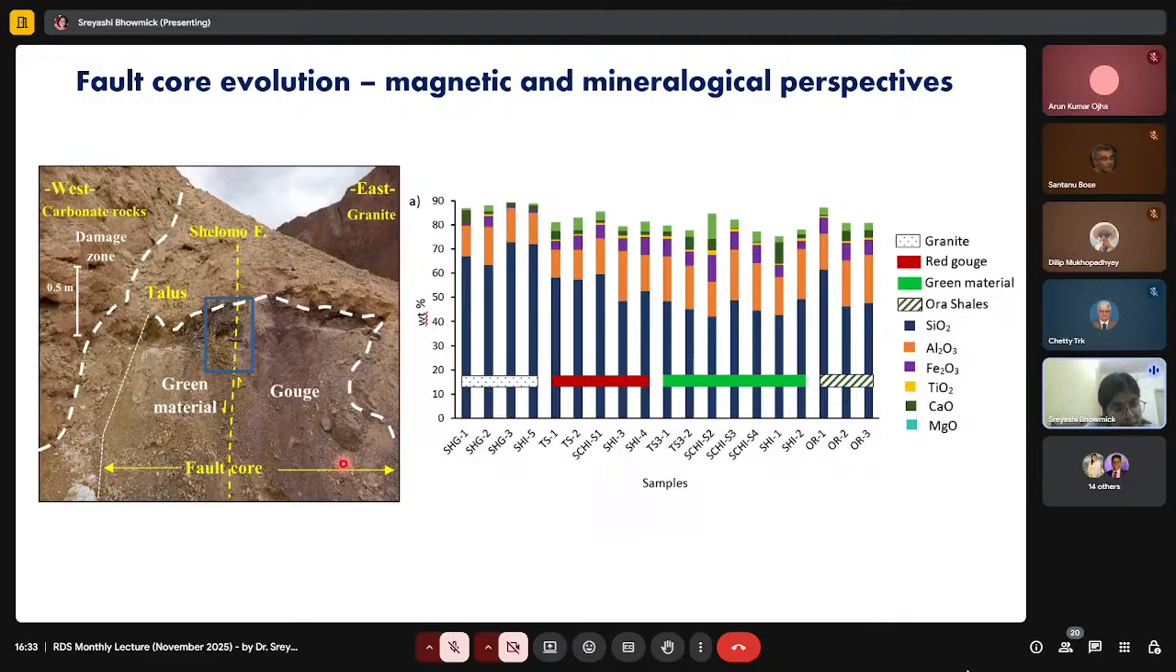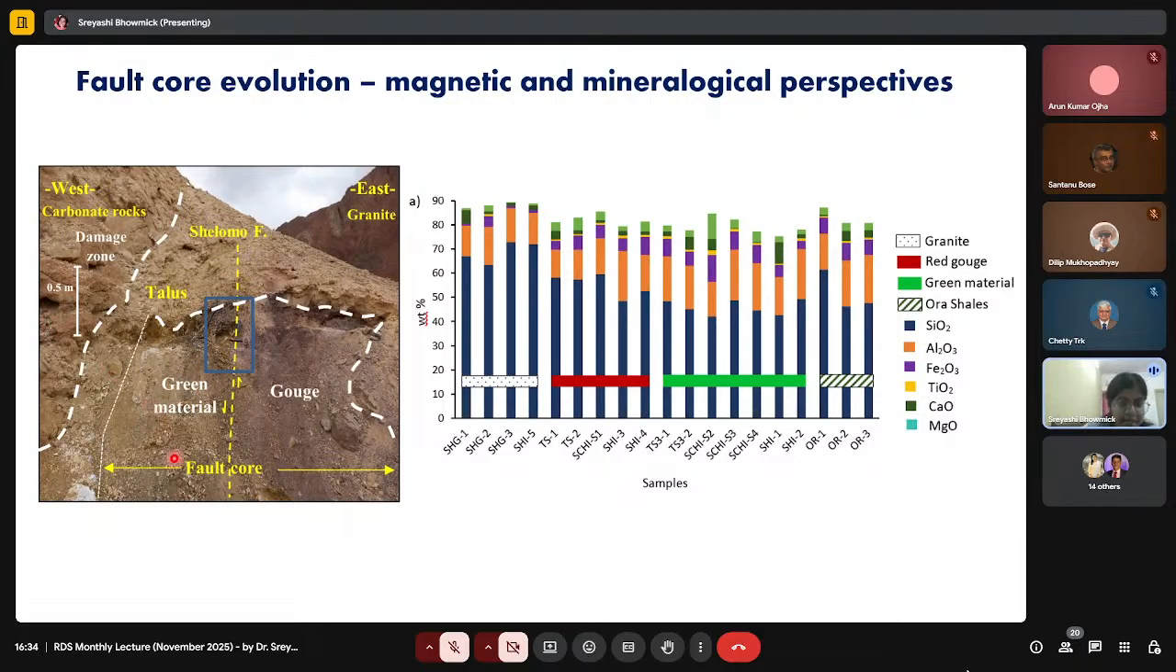Now, if we look at the material here, this is red gouge and this is a green material. And we see that this type of vertical banding of colored material is pretty common in this region. So this is not only in the case of this fault, but we have several other examples from other faults where we see this kind of vertical banding. And another thing here is that this red gouge is always disposed along the granite, and the green material is always along the side of the carbonates.